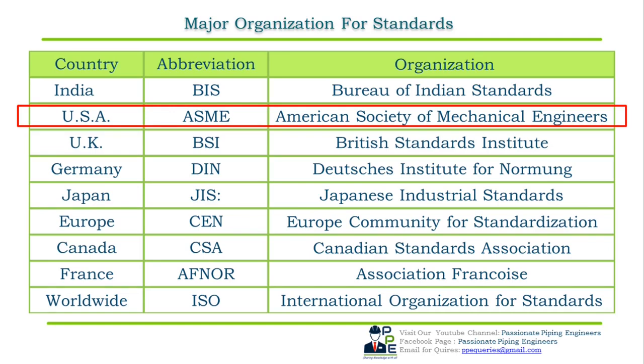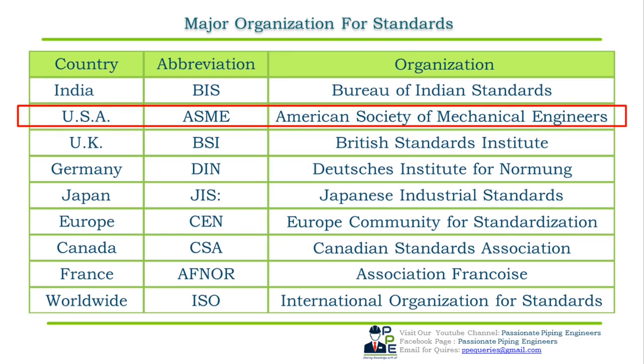Germany, it is DIN, Deutsches Institut für Normung. Japan, we have JIS, Japanese Industrial Standard. Europe, we have CEN, European Committee for Standardization. Canada, we have CSA, the Canadian Standards Association. In France, we have AFNOR, Association Française de Normalisation.